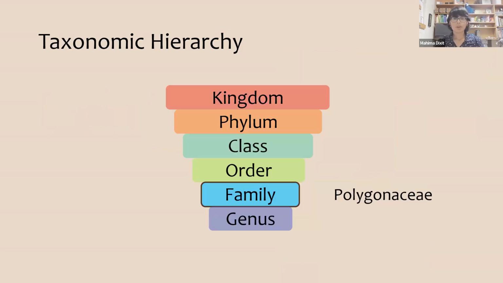The next rank below order is family. And again, there's too many families to show here. So I'm just telling us all that we are in the family Polygonaceae. So let's talk a little bit more about that.